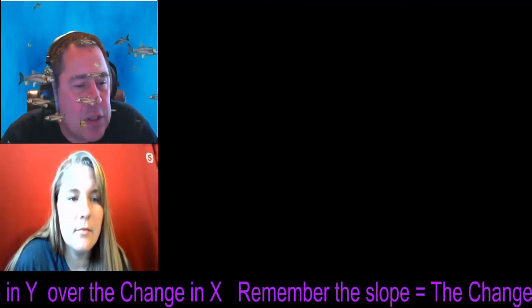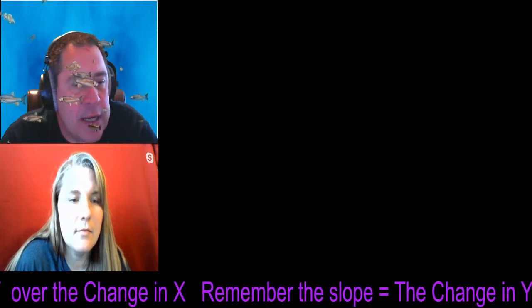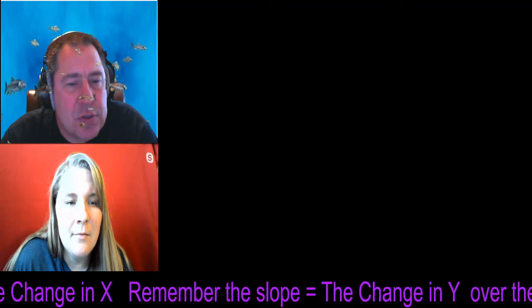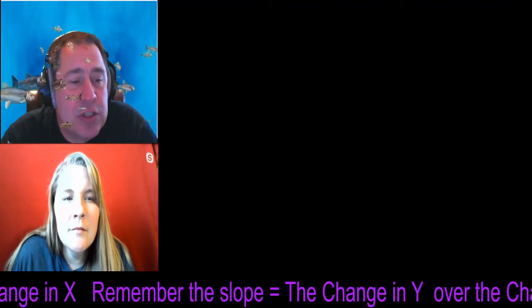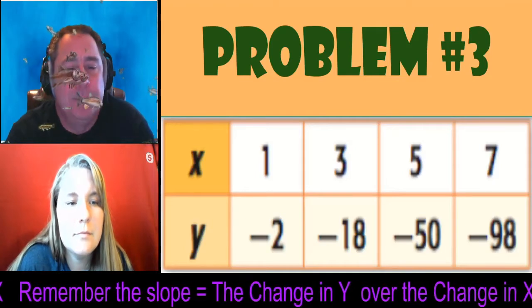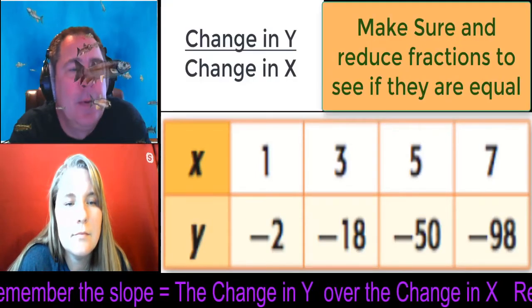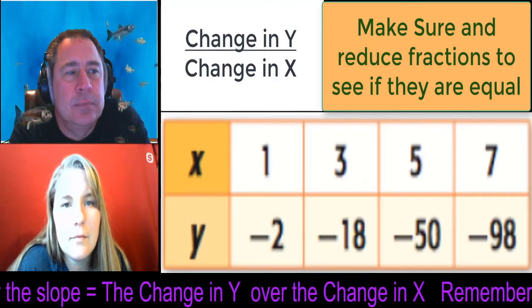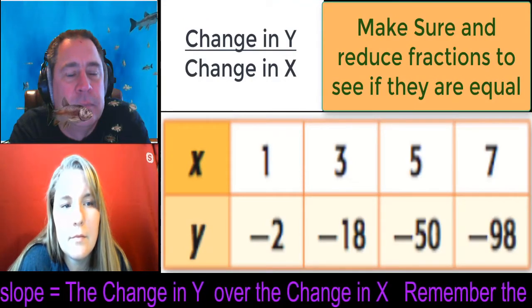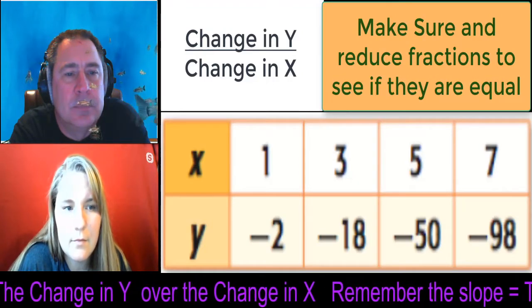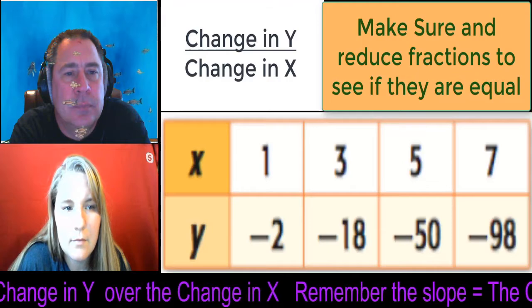All right, so let's do question number 3. And again, make sure to always reduce your fractions. Just because they're different numbers, it could still be the same, and I will talk about that now. Here we have a problem with a lot of negatives in it. Something important to remember: make sure that you reduce the fractions to see if they're equal. Just because the numbers are different doesn't mean it's not linear. You have to divide them and find out if they are equivalent fractions.